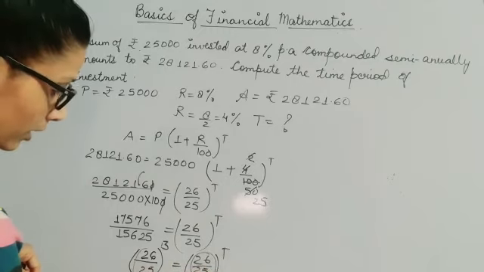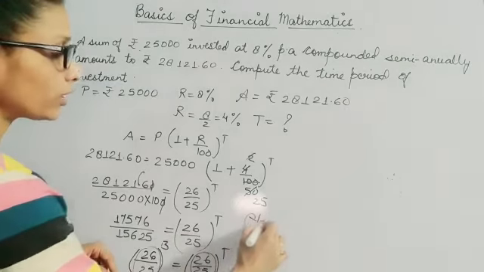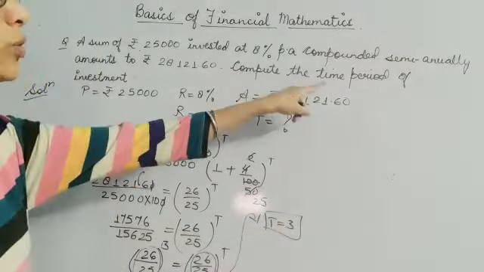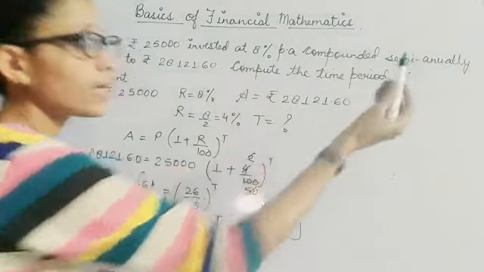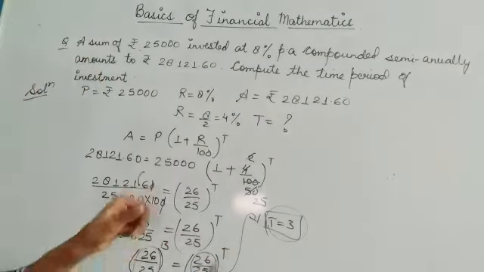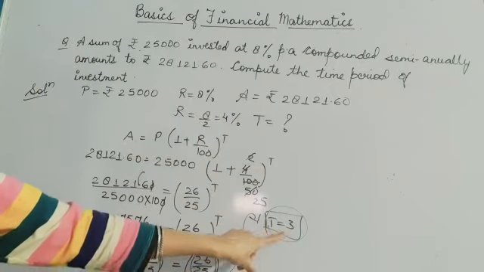Now the bases are same on both the sides, so I can compare them. So T is equal to 3. That means here compute the time period of investment. So the investment period is of 3 years. But then it is also given compounded semi-annually. Then you have to convert it into half-yearly. So time here it is given 3.